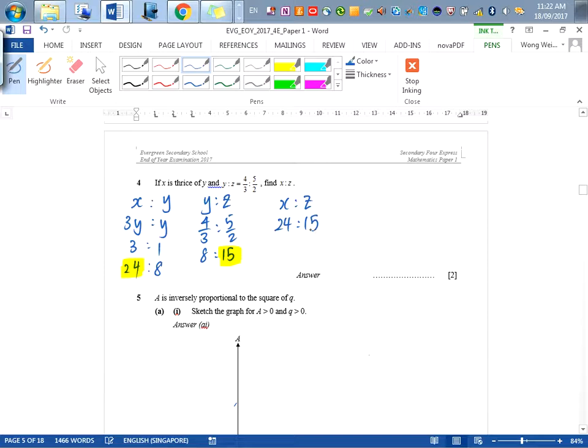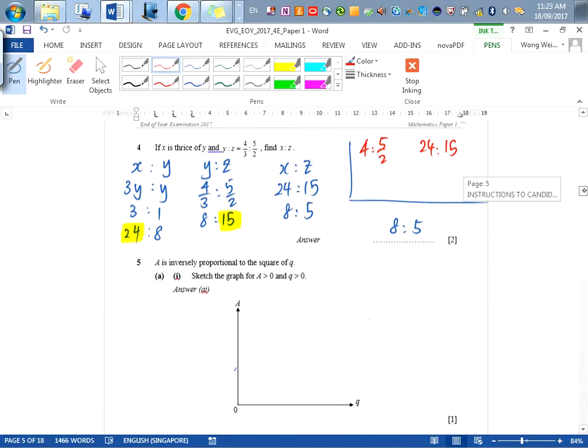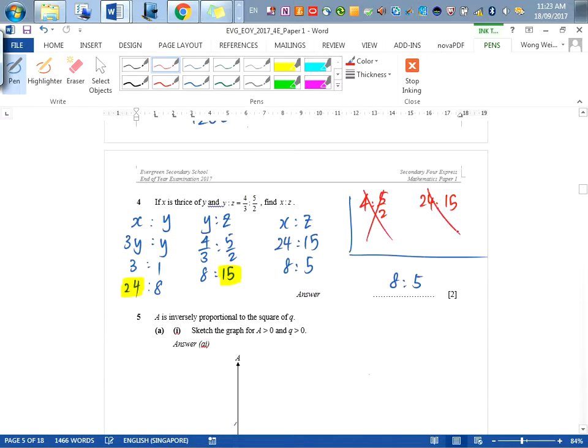When you write ratios, we need to leave them in the simplest form. This will not give you the full marks. We need to divide by 3. So I'll get 8 to 5. Okay? I had many answers left as 4 is to 5 over 2. Not simplified. Don't get the mark. 24 to 15, also not simplified, and so on and so forth. Don't make this mistake again.